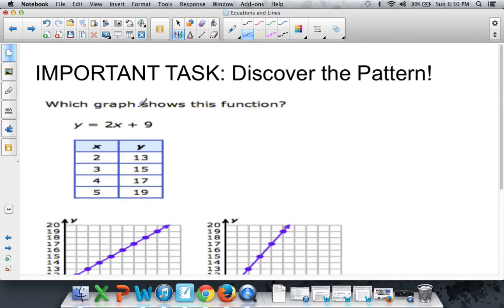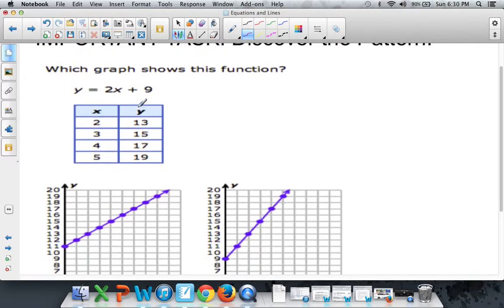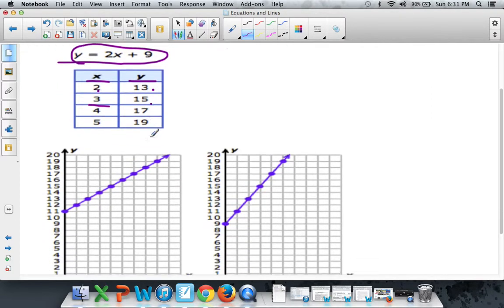Alright, last one. Which graph shows this function? Don't be scared by the word function. That just is another way to say equation, kind of. Y equals 2x plus 9. Wow, okay. It's a good thing we have a table right here. X is 2, y is 13. X is 3, y is 15. Let's use this table to solve the problem.